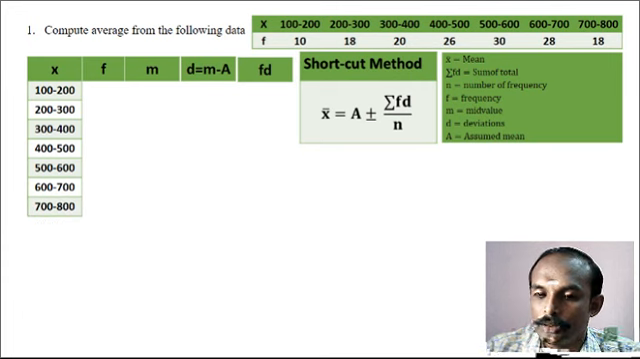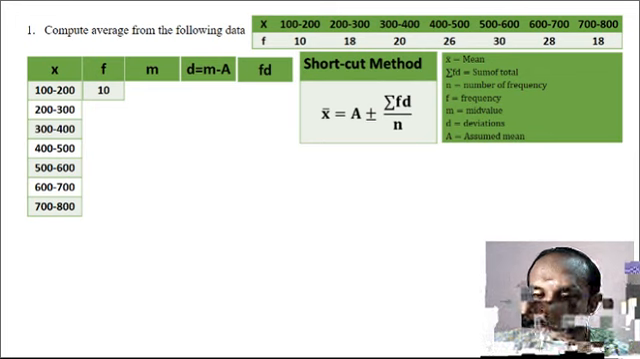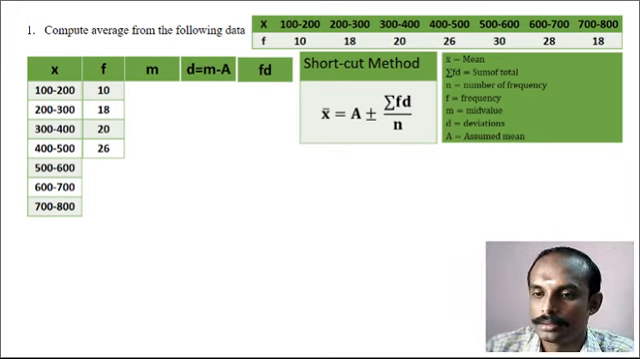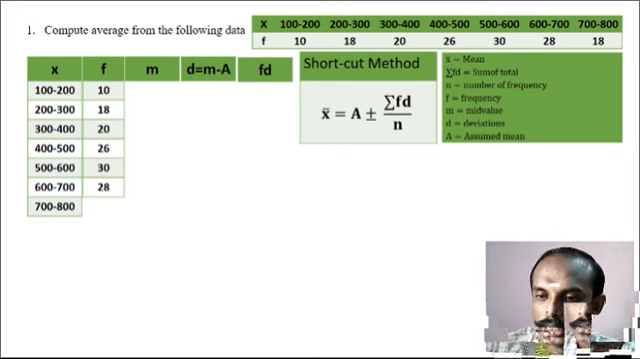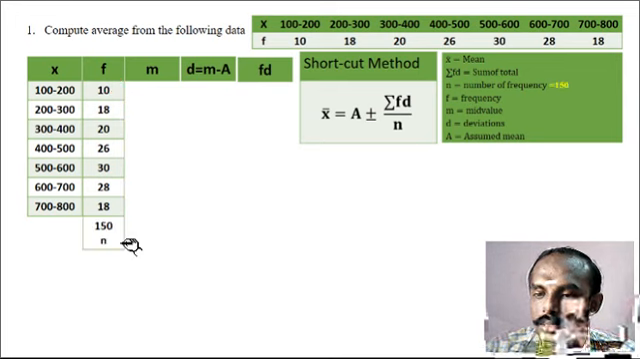Therefore, to fill up the frequency: 10, 18, 20, 26, 30, 28 and 18. To find the sum of frequency, add the frequency values: 10 plus 18 plus 20 plus 26 plus 30 plus 28 plus 18. Therefore, n is equal to 150.